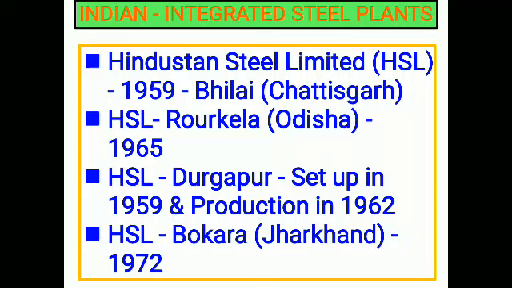Then Bokaro Steel Plant, which has been set up in the year 1972, produces sludge and slag. It has a collaboration with Russia. So these are the different HSL, that is steel plants, which come under Hindustan Steel Limited.